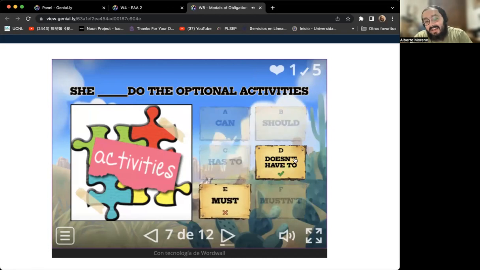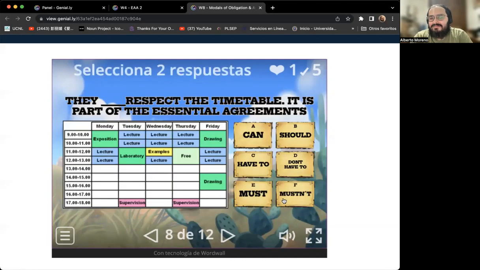Has to. Doesn't have to, no tiene que hacerlas. No son obligadas, pues. Aquí son dos respuestas. Dice, they respect the timetable. It is part of the essential agreement. Don't have to. Ok, ¿y cuál otra? Must. Entonces, don't have to no sería. Have to y must.